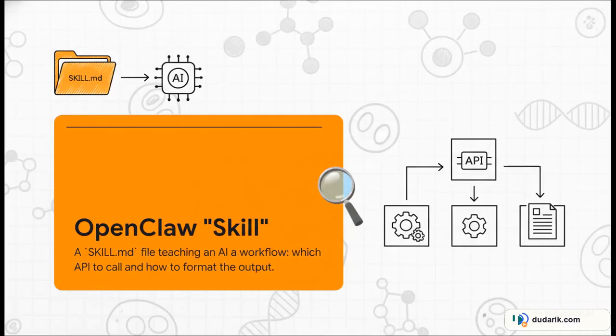So, what even is a skill in this context? It's actually surprisingly simple, but incredibly powerful. Each one is just a self-contained markdown file, a skill.md file. Think of it like a recipe that tells the AI exactly which tool or API to call, what specific parameters to use, and how to format the results it gets back. It's literally how the AI learns to do things.